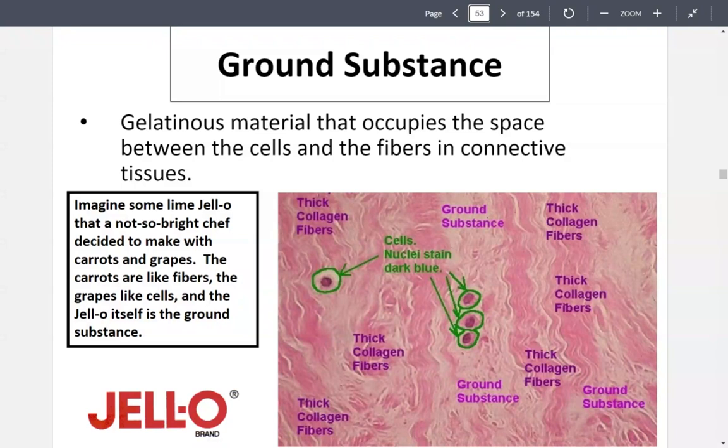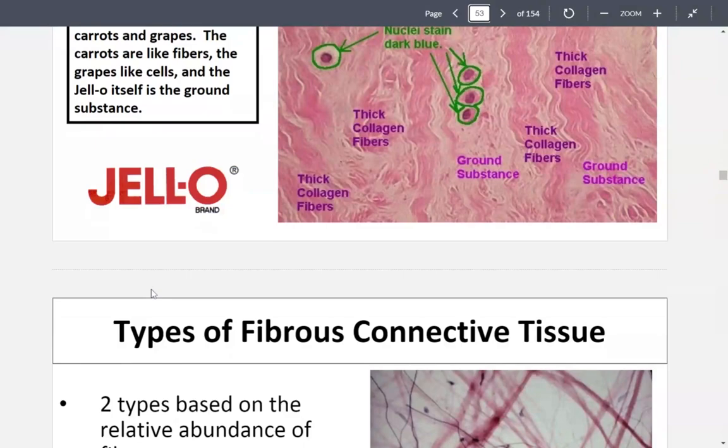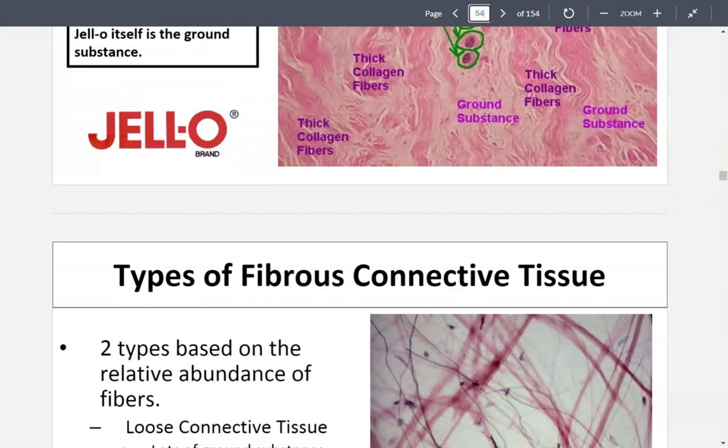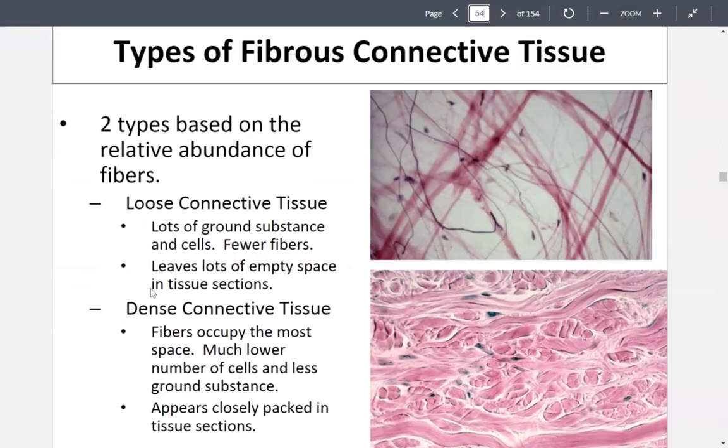Think of the 70s, 80s, when people made these Jell-O monstrosities with all this stuff embedded in it, whether or not it was actually good. And the Jell-O is that ground substance. Everything that's in it, so let's say it's a semi-decent Jell-O mold, so it's got like grapes and apples and maybe pineapple, those are going to be fibers, various fibers and various cells. That's ground substance. It's just a gelatinous, jello-like material.